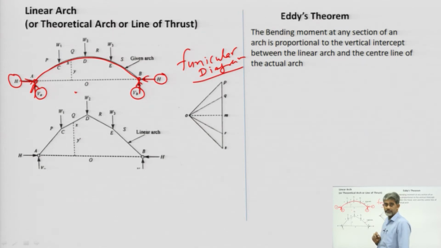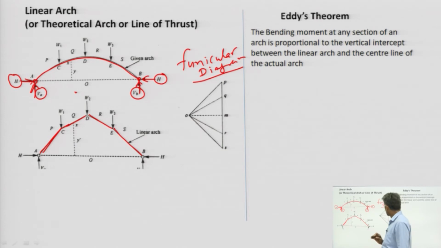That gives the member between AC, member between CD, member between DE, member between EB, totally compressive type of forces. These members cannot have bending moments.